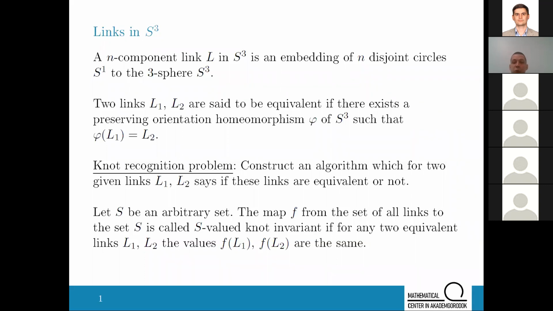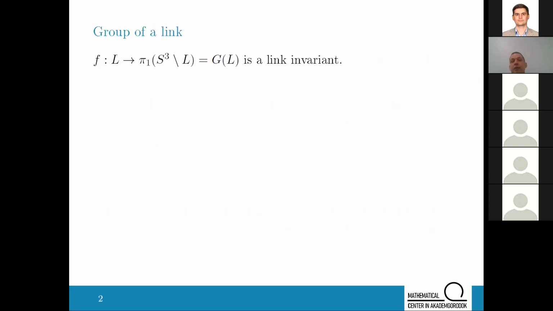And in this talk, I will focus on the power of invariants. I will mostly try to think about invariants which distinguish a lot of links. It doesn't matter how difficult it is to calculate or compare them. Now, as I said, at first I will speak about some common things.